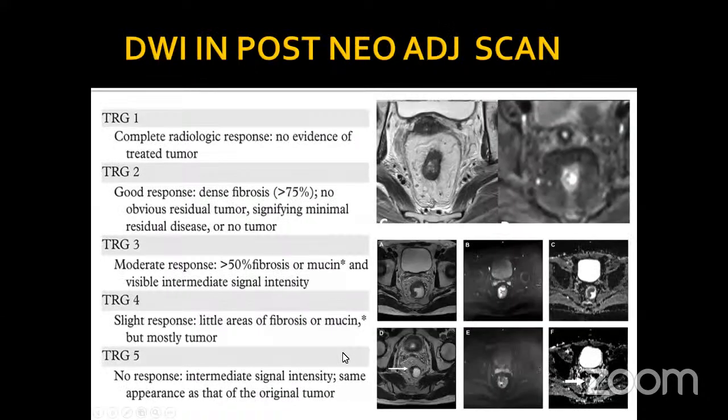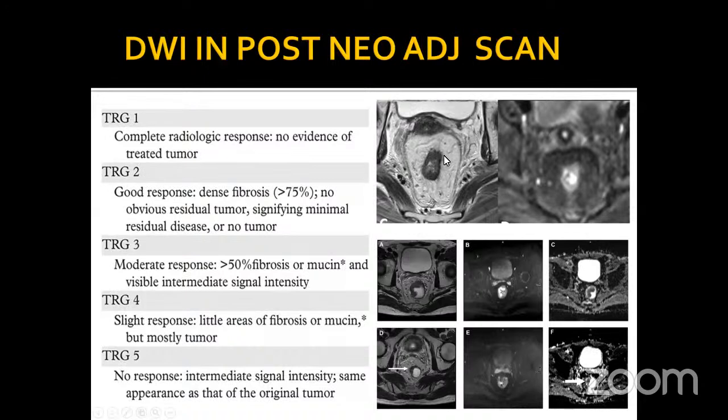Let us just talk about tumor regression. How do we assess tumor regression? Here the diffusion sequence is very important, because T2 alone will not be able to tell you whether it is an active tumor or not. Now this tumor regression can be no regression, minimal regression, moderate regression, good response, or complete or total response. So that has been categorized: TRG 1, 2, 3, 4, 5.